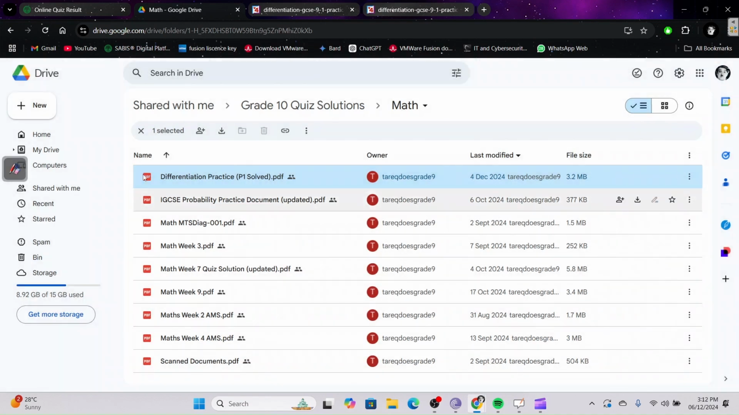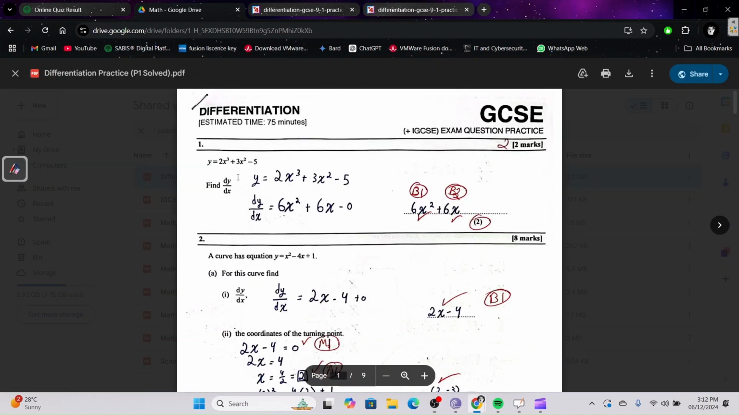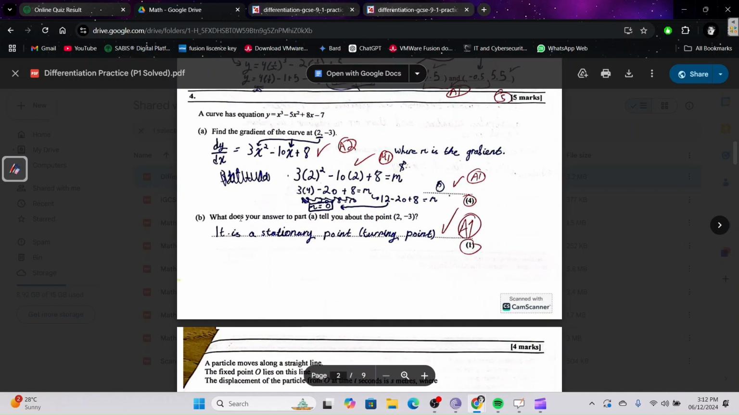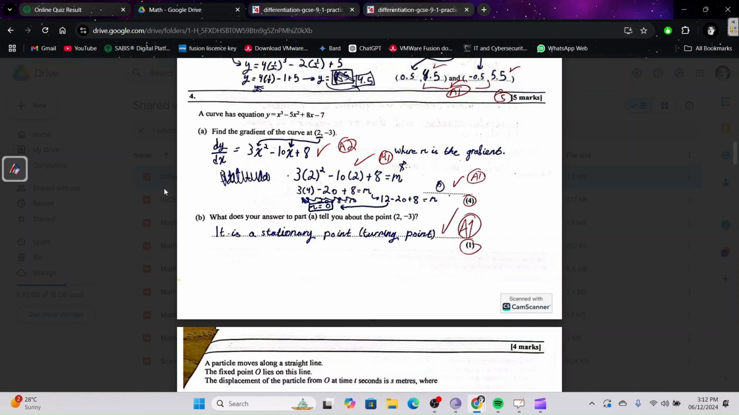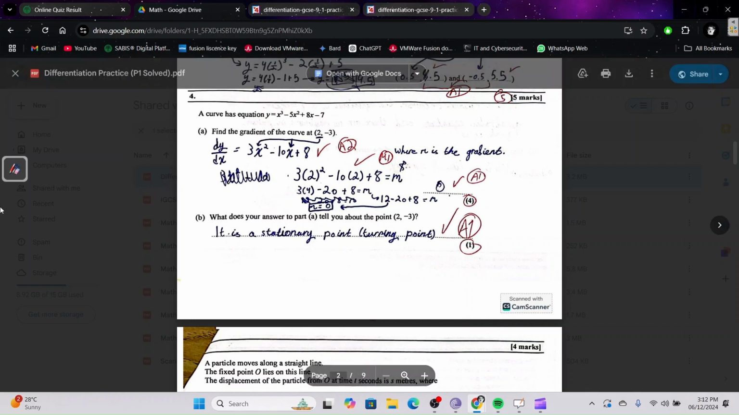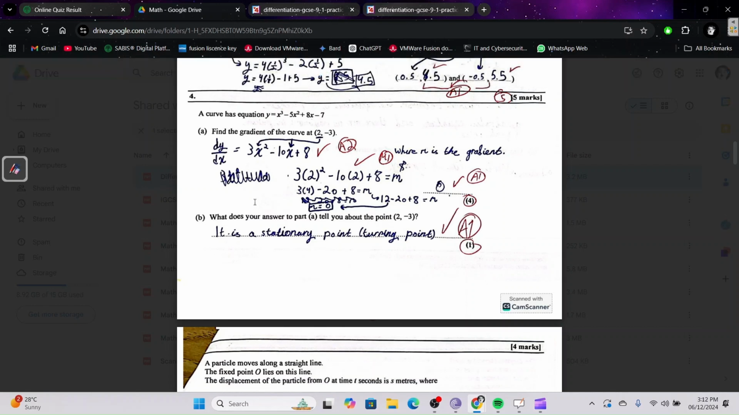Okay, my god. So we were here. We did this. Question 4. A curve has the equation y equals x cubed minus 5x squared plus 8x minus 7. Find the gradient of the curve at 2 and negative 3.